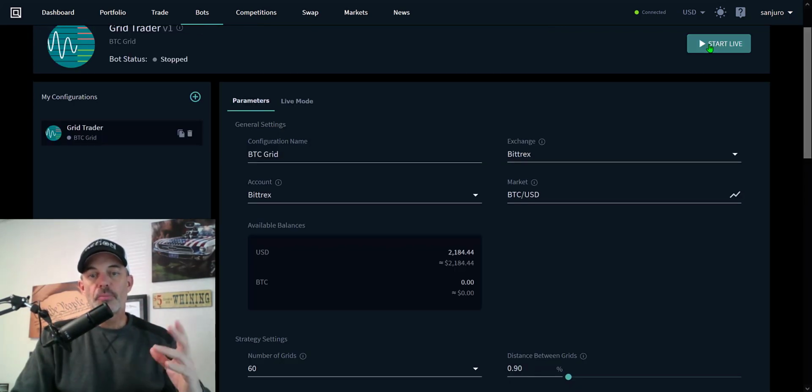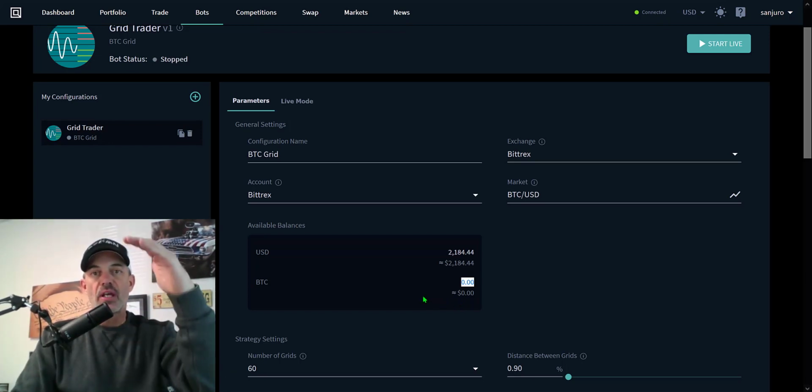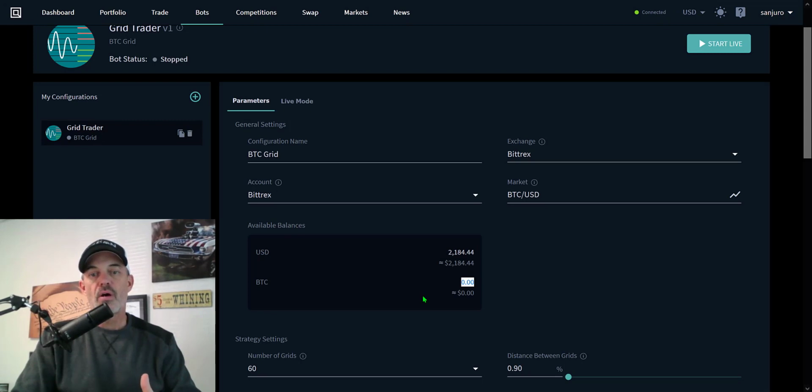And before I actually deploy the bot, I will actually need to hold some Bitcoin in order for the bot to have something to sell when it hits the sell grid lines on the way up. Otherwise, I'm just going to have buy grid lines down below and no sells on the way up.